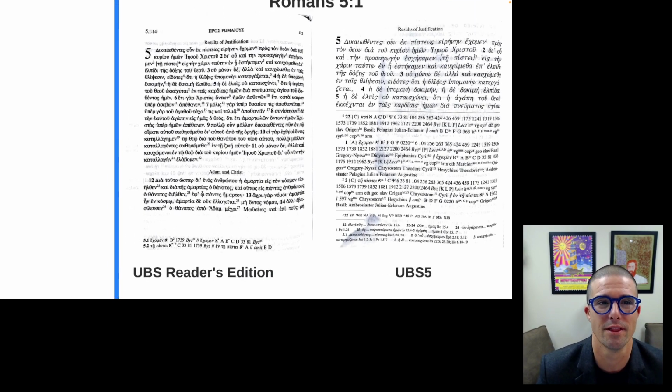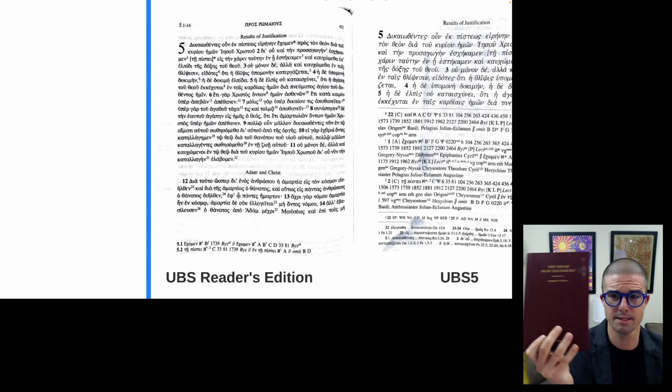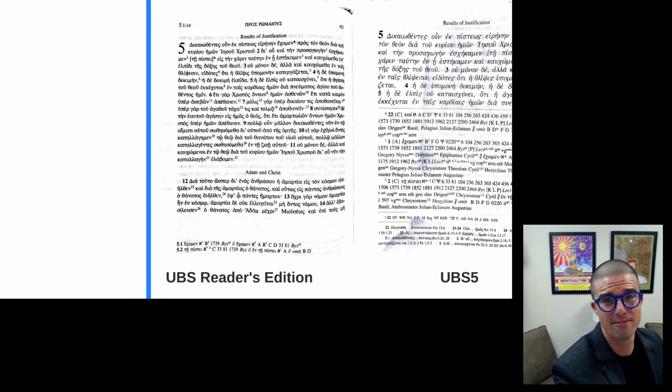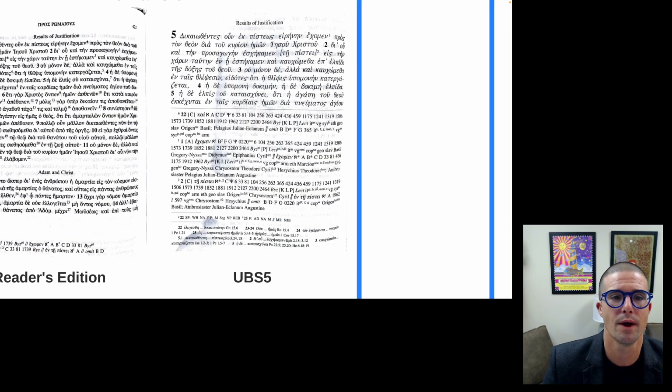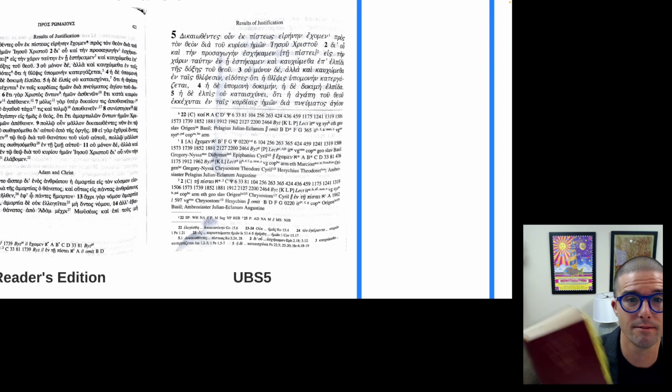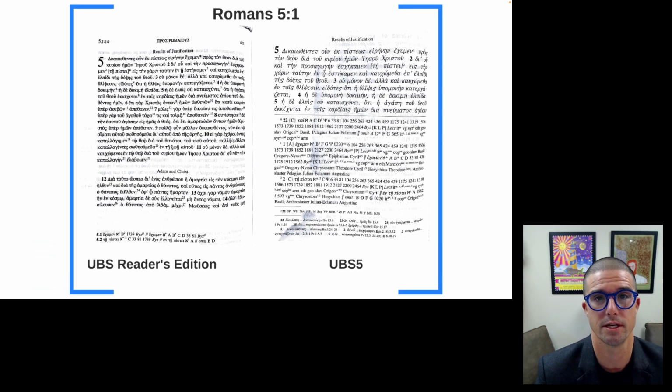So over here on the left, I have screenshotted the Reader's Edition and how variants show up in that version of the Greek New Testament. That is this one, the one that is assigned for this class and for the Greek 1 class. And then over here on the right, I have the UBS 5, which gives you, as you can see, a fuller apparatus than does the Reader's Edition of the Greek New Testament.